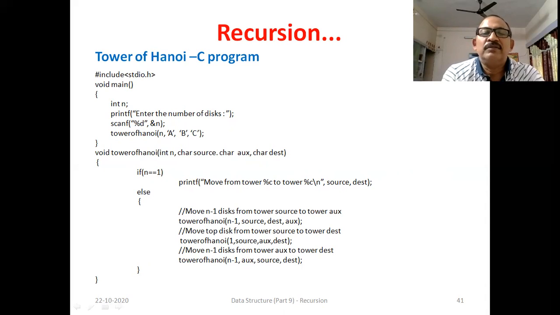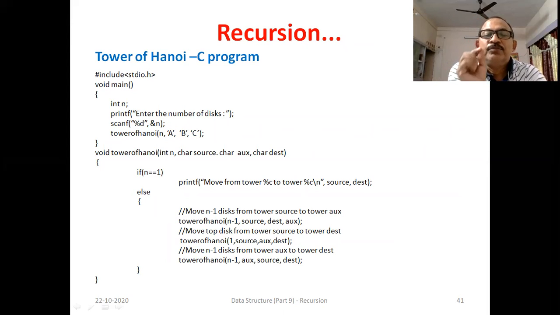If n is equal to 1, that is the terminating condition, we simply print a message: move from tower %C to tower %C, where we print the names of the towers, source to destination. If this is not the case, we break the entire problem into 3 subparts. In the first part, we move n-1 disks from tower source to tower auxiliary, and we call the same function with the parameters n-1.